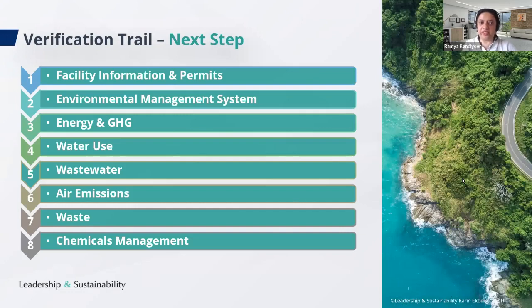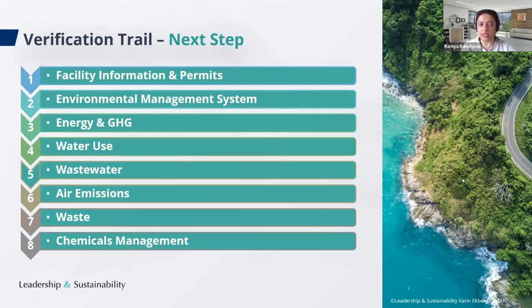So let's take a look at the different impact areas that are there in Higg FEM. Here you can see that there are a total of 8 sections. Here we also talked about how we differentiate the different sections in the Higg FEM. We have 2 management system sections, that is your environmental management system and your chemical management system, which are very document intensive, where you will have to maintain your processes, etc. You have sections like energy, water, and waste, which are continuous improvement sections. And then you have your wastewater and air emissions, which are limit sections.